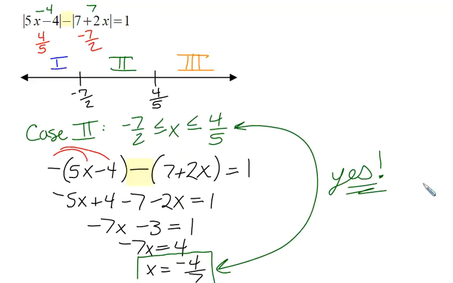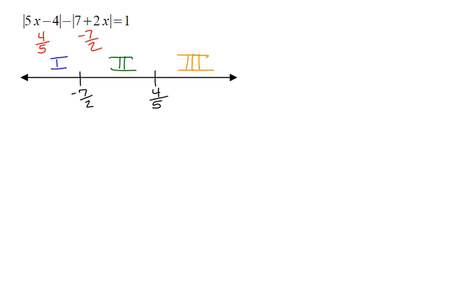And then we have one more case that we need to consider. It's case 3. And when we look at case 3, it's what happens when x is greater than or equal to 4/5. So we're going to pick a value of x greater than 4/5. Why don't we go with 1?